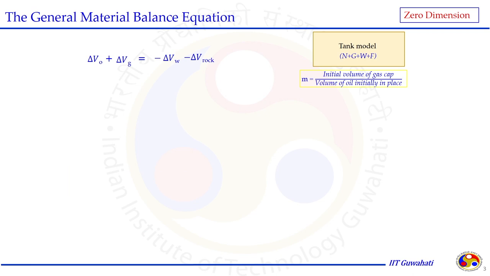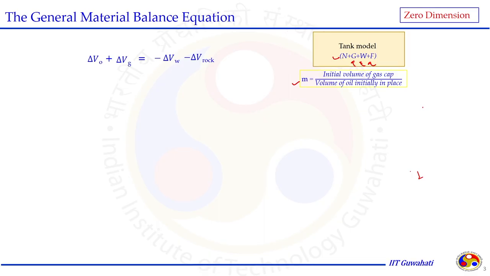So in general, we discussed a tank model where N denotes the oil, G the gas, W the water and F the rock formation. A parameter M was introduced, that is the ratio of the initial volume of the gas cap to the volume of oil initially in place. Using this parameter, we can eliminate one of the requirements, either the oil initially present in the reservoir or the gas initially present in the reservoir. If we know the parameter M, it means we know the ratio of these two important properties of the tank model.